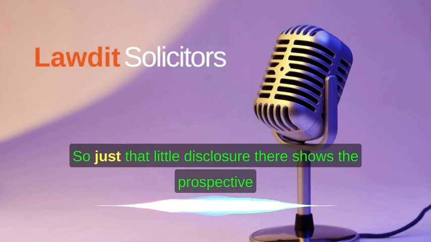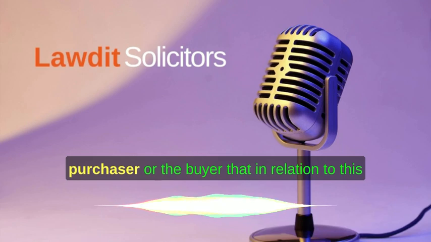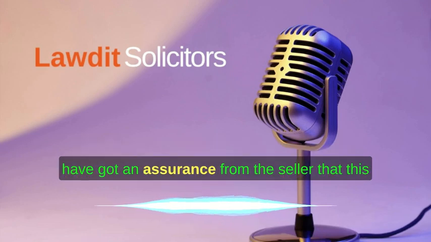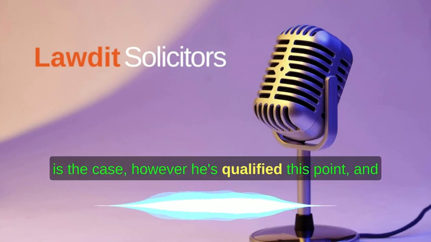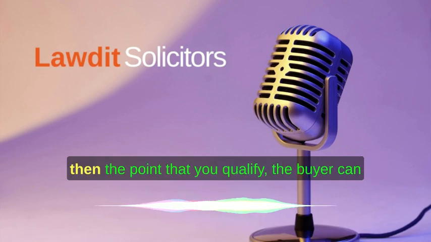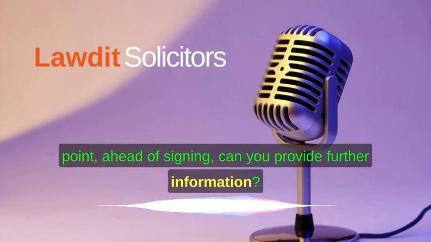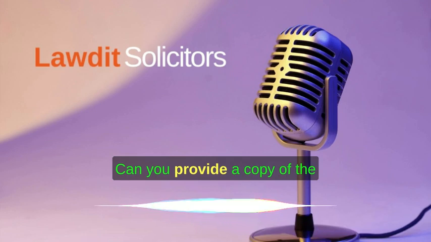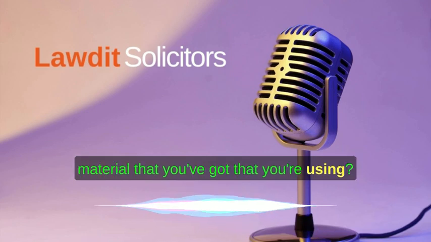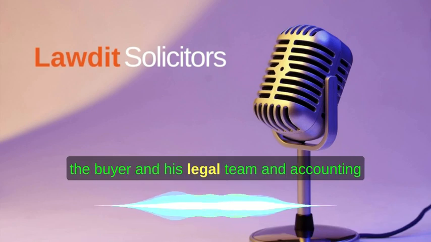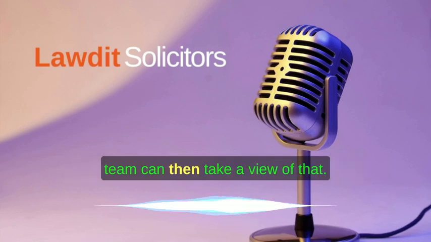So just that little disclosure there shows the prospective purchaser or the buyer that in relation to this business, all of these points in relation to the employees, I've got an assurance from the seller that this is the case. However, he's qualified this point. And then the point that you qualify, the buyer can then come back to you and say, at that point ahead of signing, can you provide further information? Can you provide a copy of the material that you've got that forms part of your investigation, so that the buyer and his legal team and accounting team can then take a view of that.